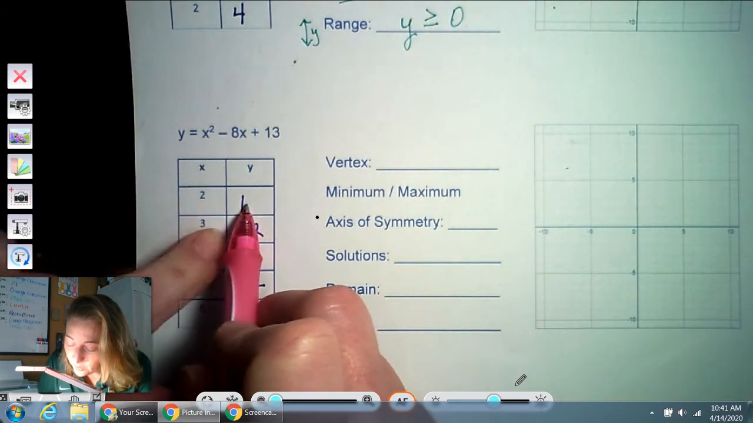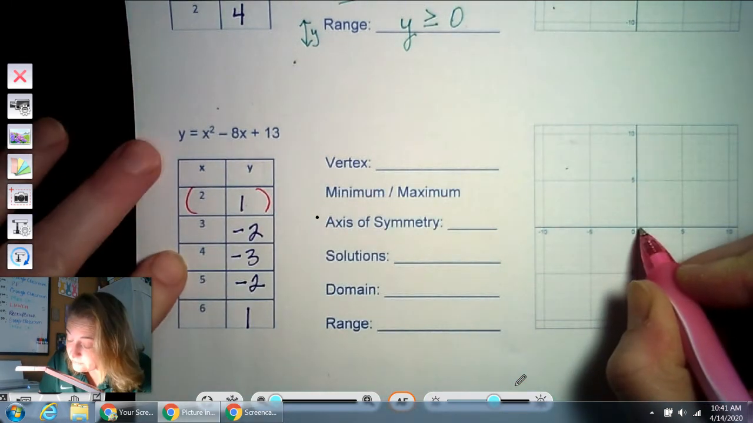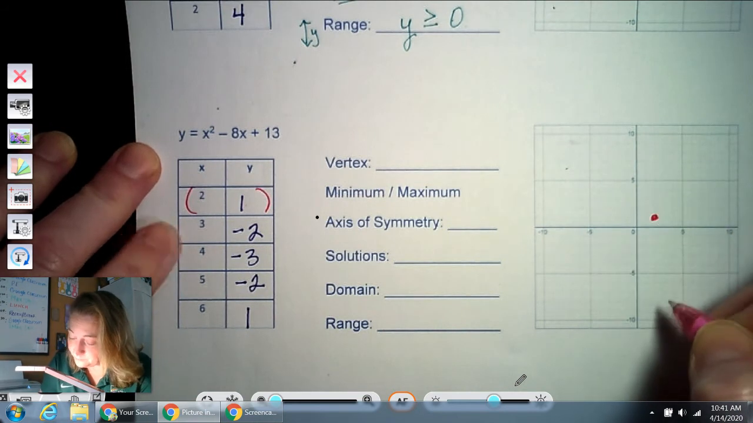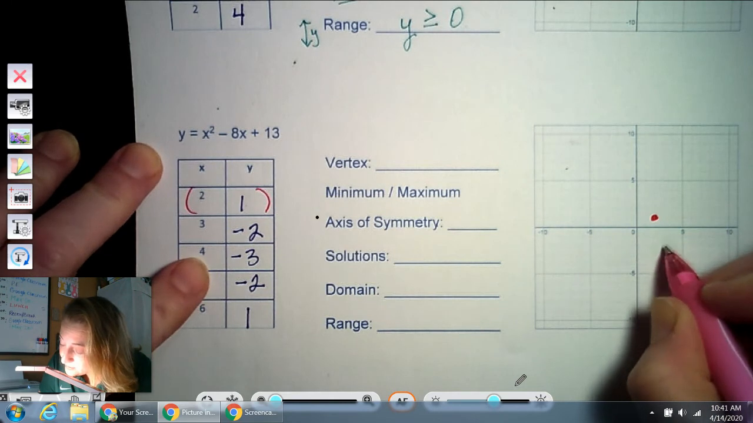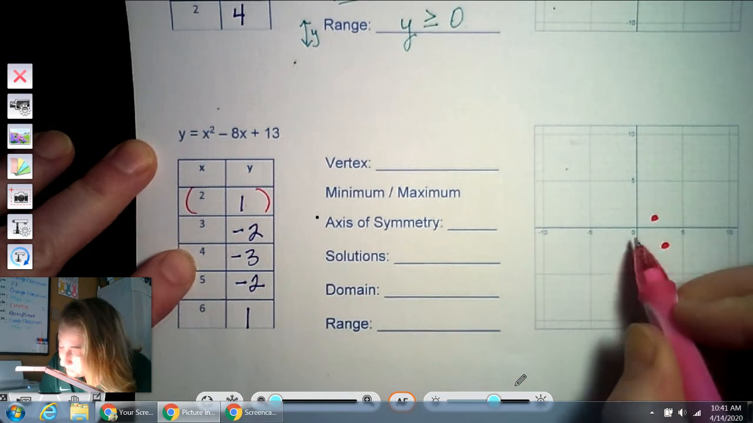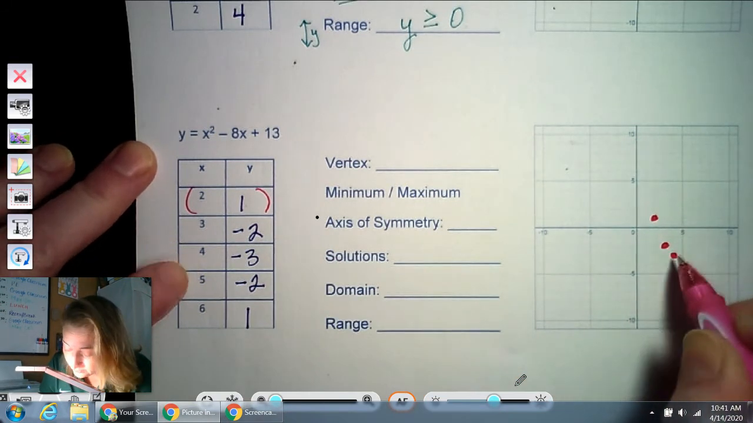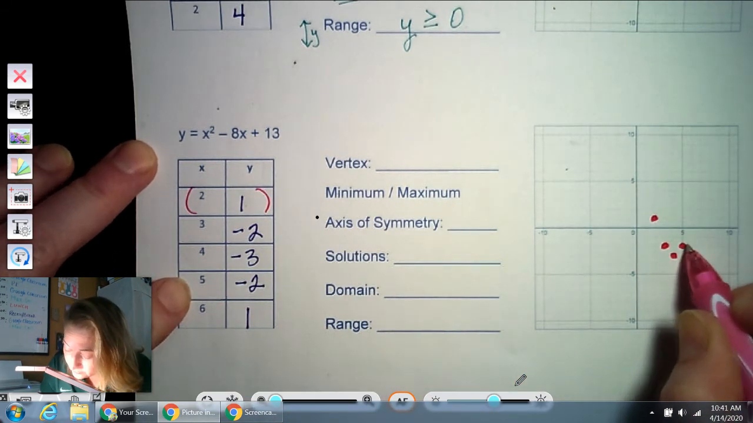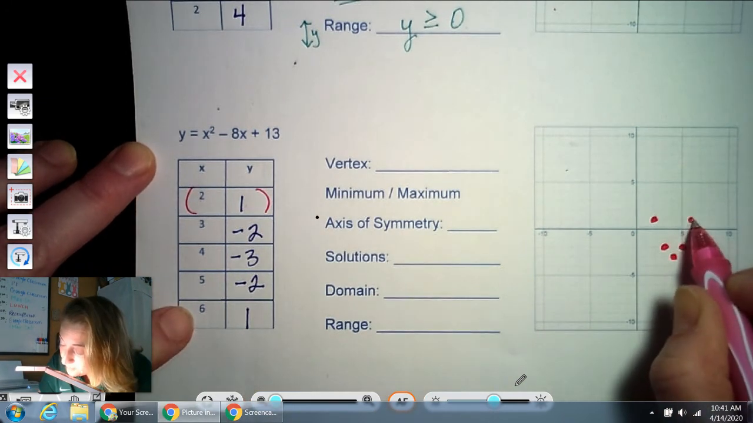When x is 2, y is 1. So that means I have the point (2, 1). I'm going to start at the origin, go 2 to the right and 1 up, and there's a point. (3, -2): I've got 3 to the right, down 2. (4, -3): I'm going to go 4 to the right and down 3. (5, -2). And (6, 1): positive 6, positive 1.